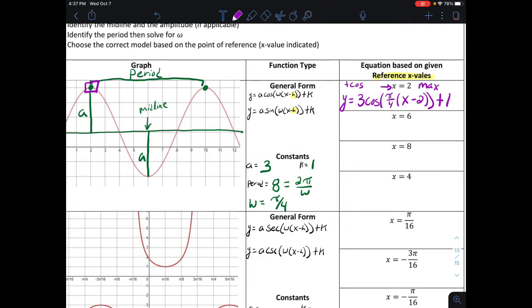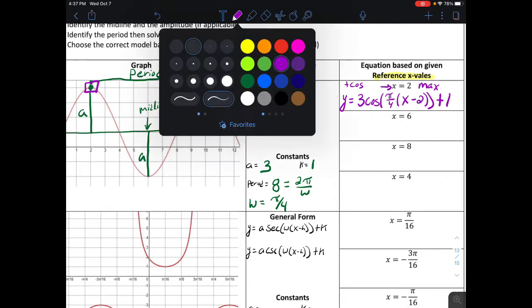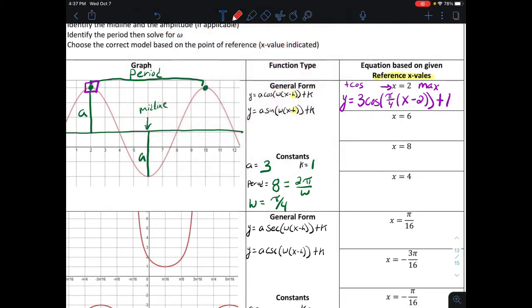So we wrote an equation based on the reference x value of x equals 2. Now, let's look at, well, what about x is equal to 6? X equals 6 on my graph is a minimum. Even though it's a minimum, it's still a peak, so we're going to model this function off that point using cosine, but a minimum means we have to reflect it over its midline, so we make it negative out front. So we plug in all of our same constants, a, k, and w.